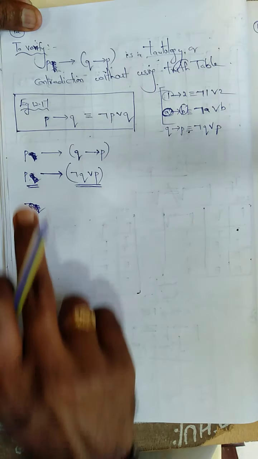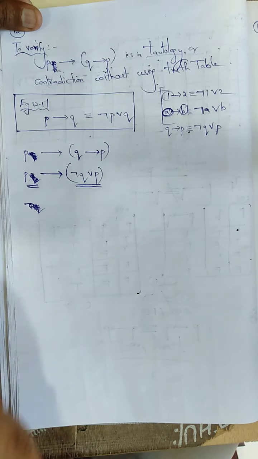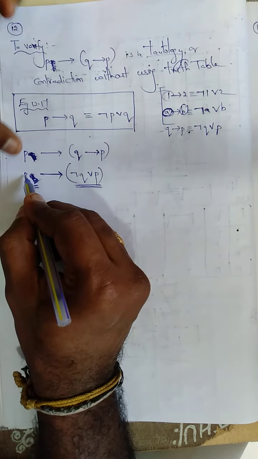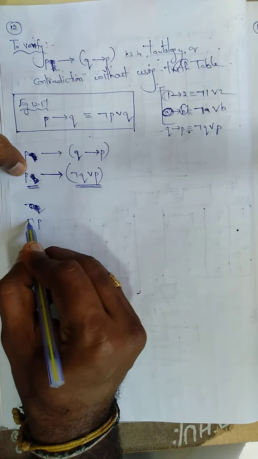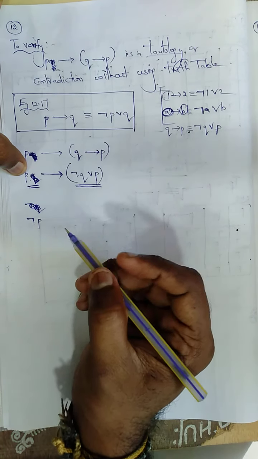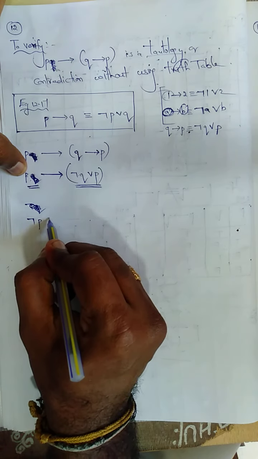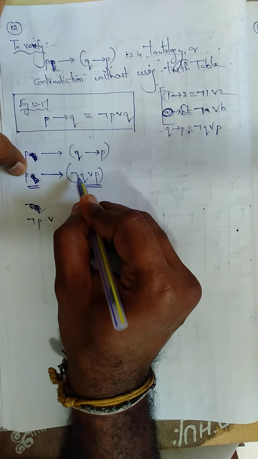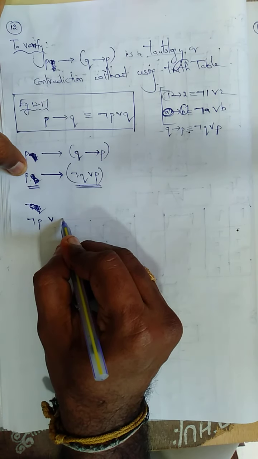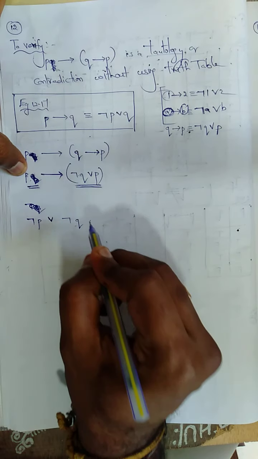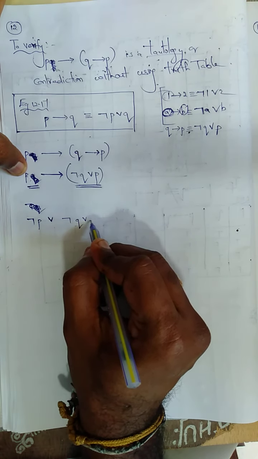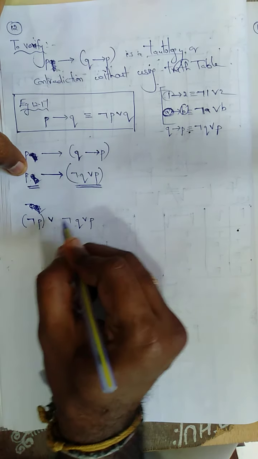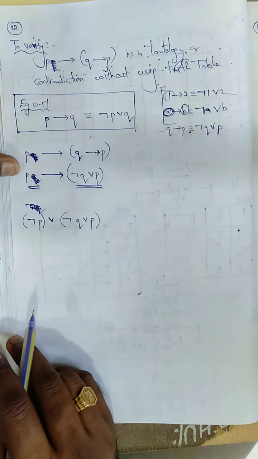This is one element and this is another element. How am I going to do it? Very easy. First I need to write negation of P. For this one I need to write a negation of P. After the negation I need to put or. After I put or, I want to use this one. What is this one? Negation of Q or P. This one is different and this one is different.